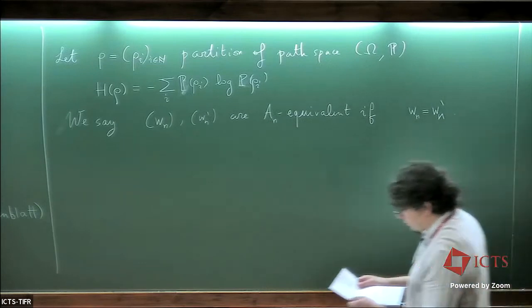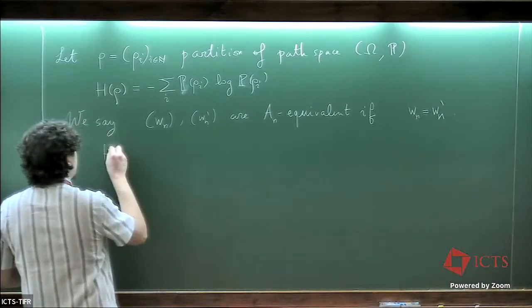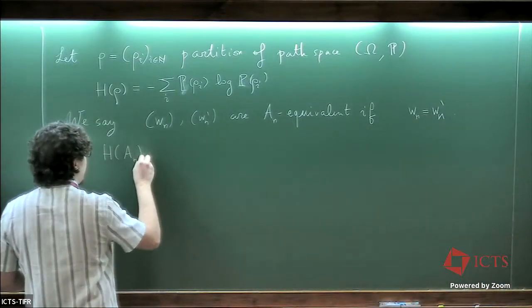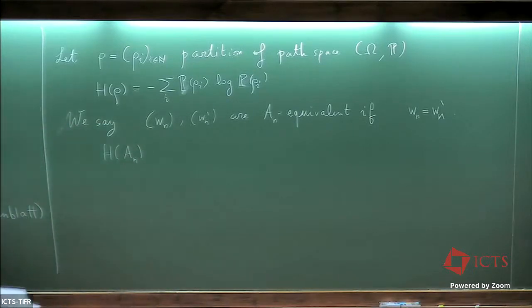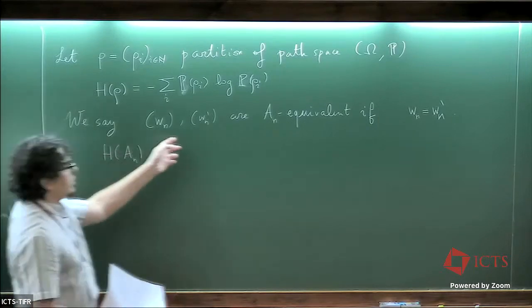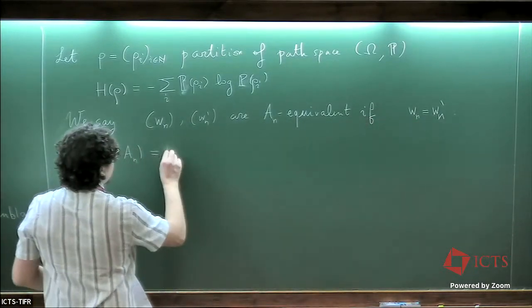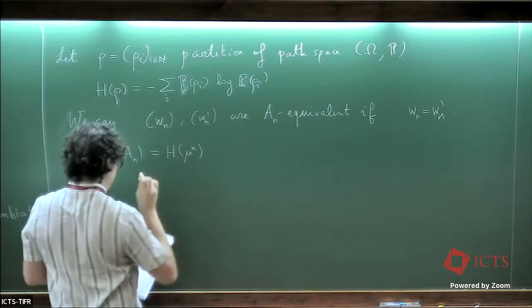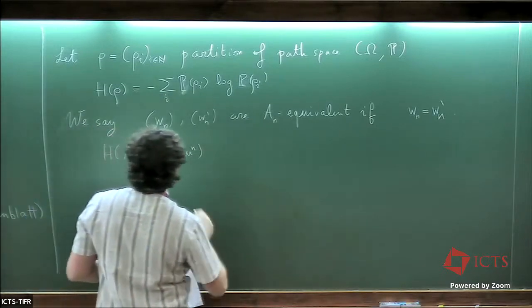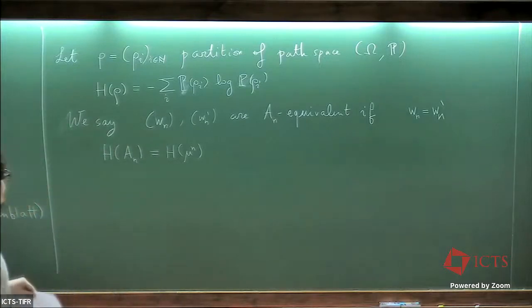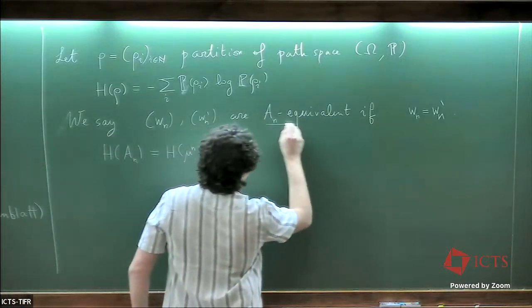And this is extremely important because we know that the entropy of the An partition is nothing else than the entropy of the nth step convolution, because we are just looking at the distribution of the nth step. So this is h of mu n, and so forth. So this is the first partition that we're going to look at.